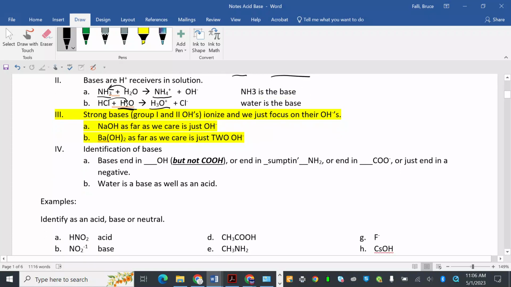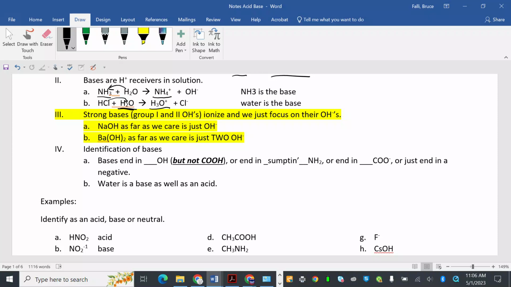So there's two types of bases, strong bases and weak bases. Strong bases are group 1 and 2 hydroxides. Strong bases ionize, but we just focus on their OHs. NaOH, as far as we care, is just OH negative. BaOH2, as far as we care, is just 2 OH negatives. So really the other part is a spectator ion.